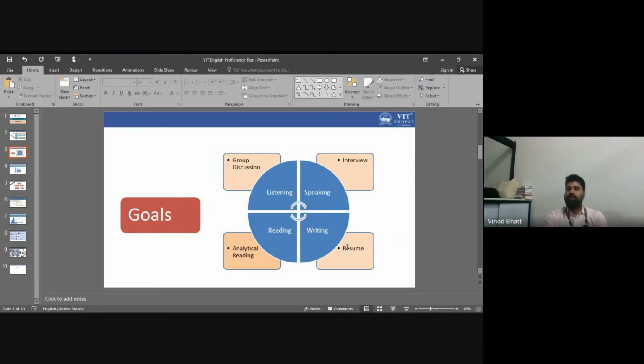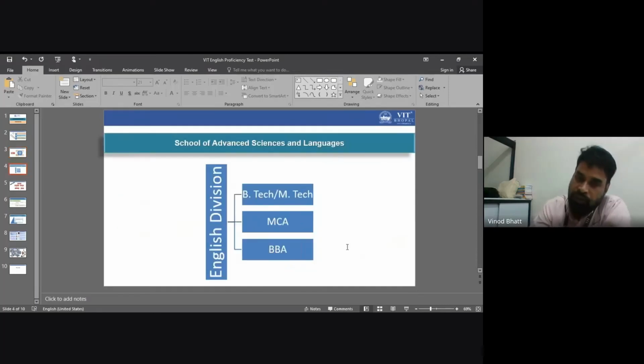So these are the four goals. I hope you understand all these things, because all these four are respectively connected with all the four components of language. And this will give you a little motivation to work upon your basic language skills of English.